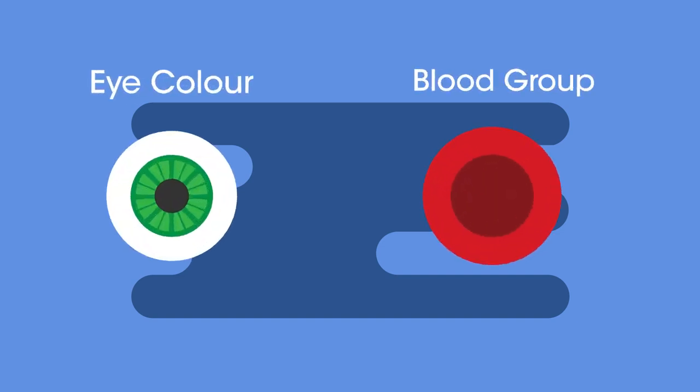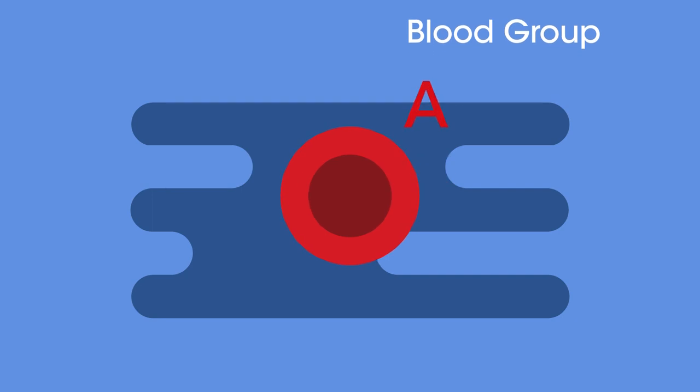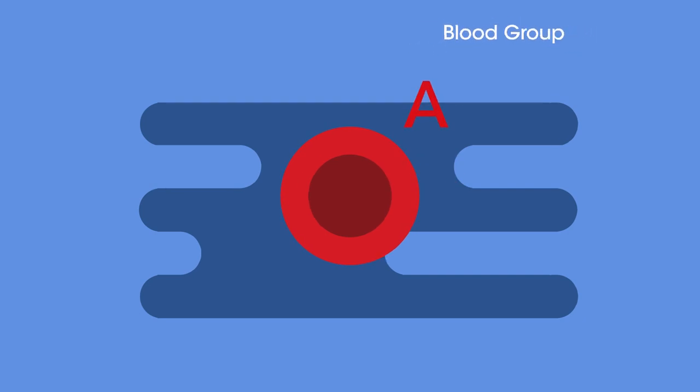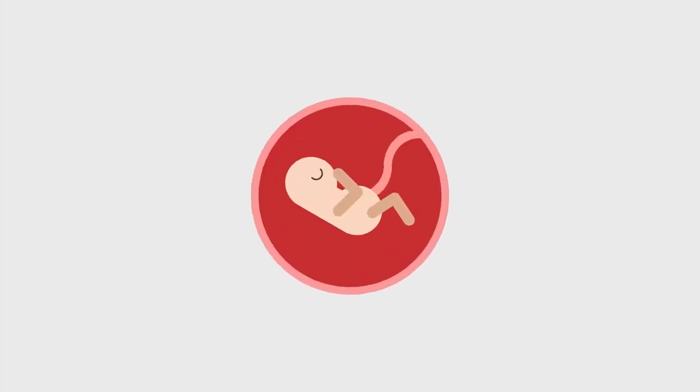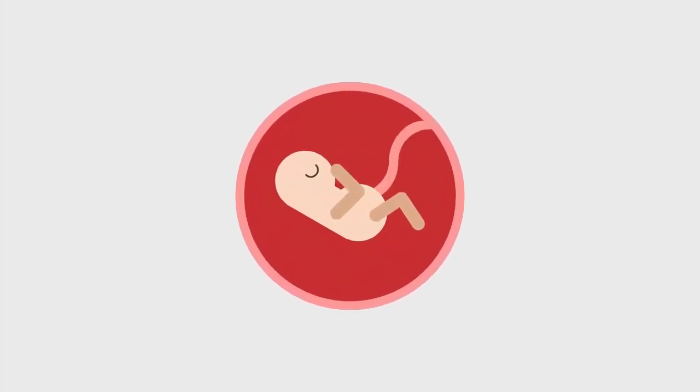Some examples of variation in humans that are controlled by genes include eye colour and blood group. If you have a blood group A, it's because you have the alleles for this characteristic. This is genetic variation, and it is something that you are born with, and nothing can change it.